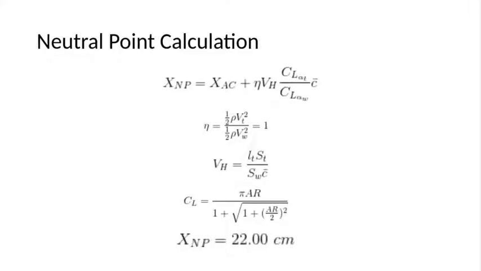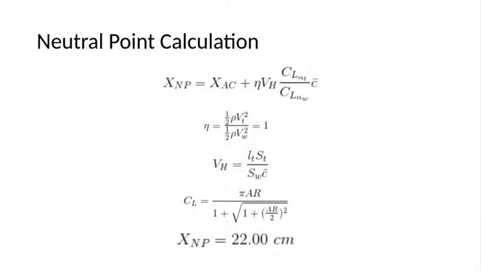This is the neutral point calculation, and some assumptions have been made. First of all, it has been assumed that the fuselage contribution to the overall moment response of the glider is negligible, so it has been taken out of the neutral point formula. And also, we have assumed that there's no downwash from the wing to the tail. And this also further simplifies the neutral point calculation, and the formula can be seen at the top of this slide here. Neutral point position is equal to the position of the aerodynamic center plus eta times V_H times C_L alpha T over C_L alpha wing times the chord of the wing.